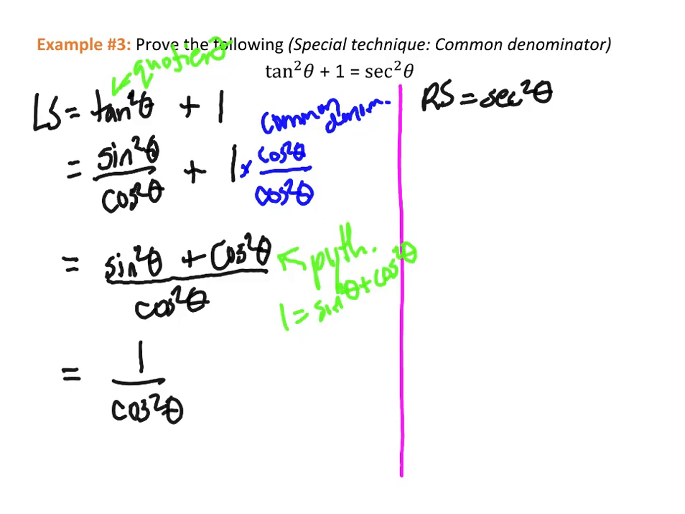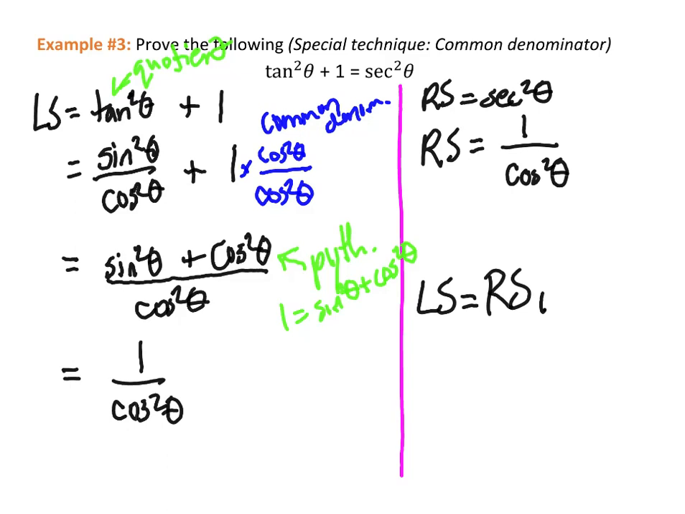All right, let's take a look at the right side. This side is much simpler to simplify. The definition of secant is 1 over cos. And so the definition of secant squared theta is 1 over cos squared theta. And so we're there. The right side and the left side are equal to each other. So I can say left side equals right side. And we've made it to the end.